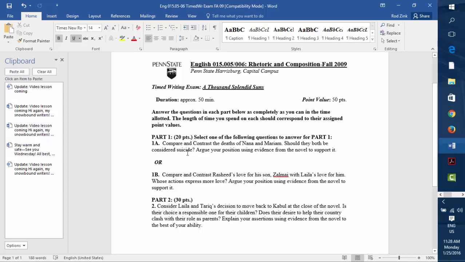Okay, and you can see that for part 1 they compare and contrast the deaths of Nana and Miriam. Should they both be considered suicide? Argue your position. Compare and contrast Rashid's love for his son with Layla's love for him, whose actions express more love. Okay, argue your position. And so that there's a little bit more time at the beginning to try to decide this.